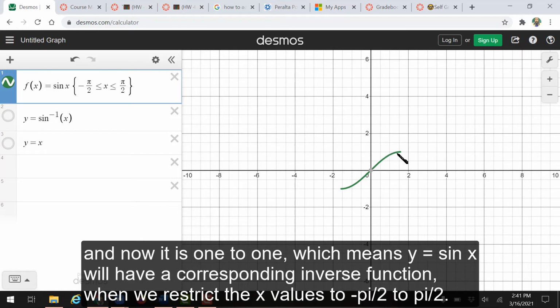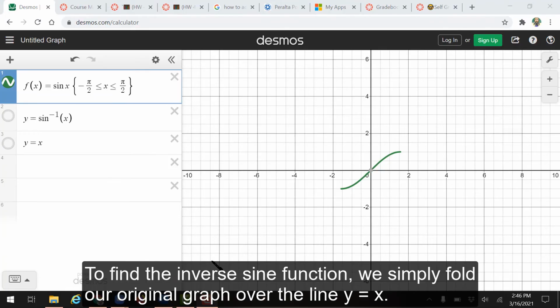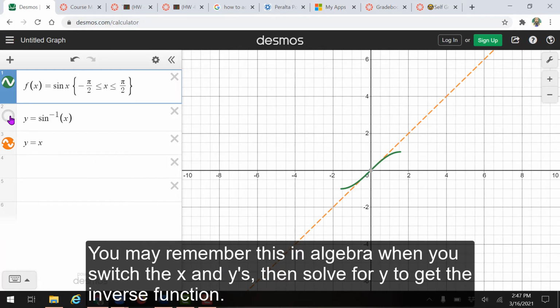And now it's one-to-one, which means y equals sine x will have a corresponding inverse function when we restrict the x values to negative pi over 2 to pi over 2. To find the inverse sine function, we simply fold our original graph over the line y equals x. You may remember this in algebra when you switch the x and y's, then solve for y to get the inverse function.